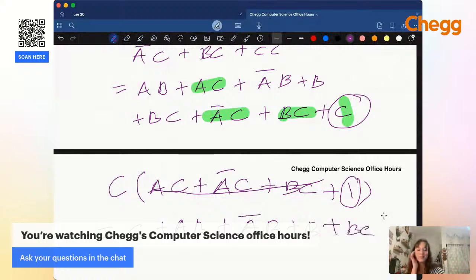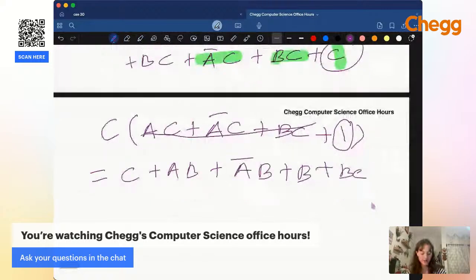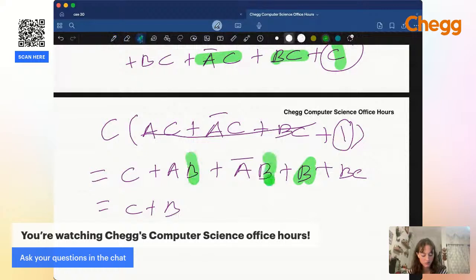Okay, and then kind of the same thing, right? We can see the term B is in here, and I won't rewrite it, but because the term B is in there, we can just rewrite this as C and B, because all these other terms also have a B. So if B is true, it doesn't matter if those are true or not. If A, not A, or C are true, it will already be true. So we simplified the expression as C or B.